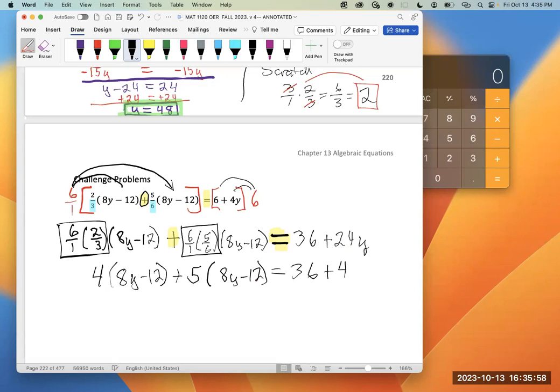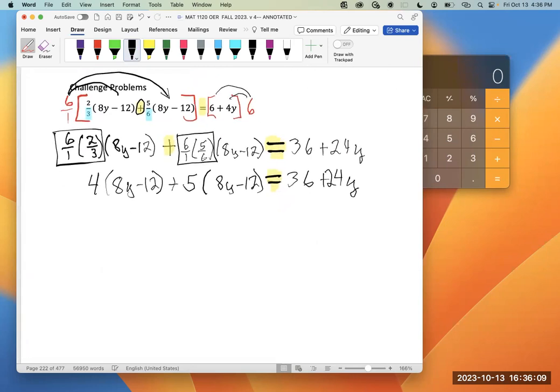Each line needs to have the same value as the line before it. So rewrite everything as much as you can to keep your equal signs in line. It can help you organize your work. I'm going to multiply 4 times everything in the first term, and then I have 5 times everything in the parentheses there. 4 times 8y is 32y. Positive 4 times negative 12 is negative 48.